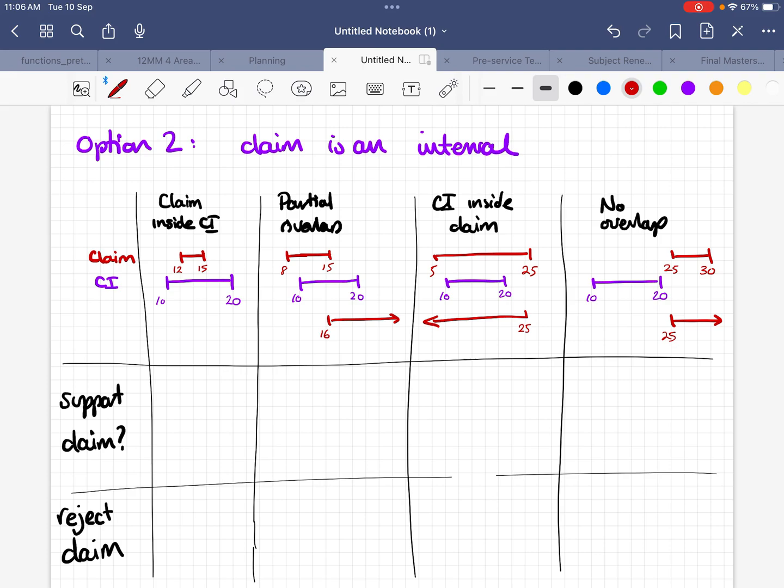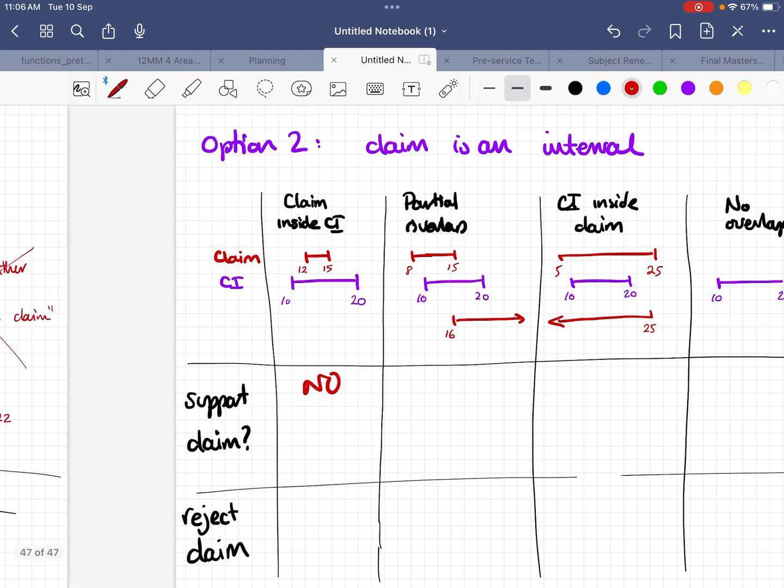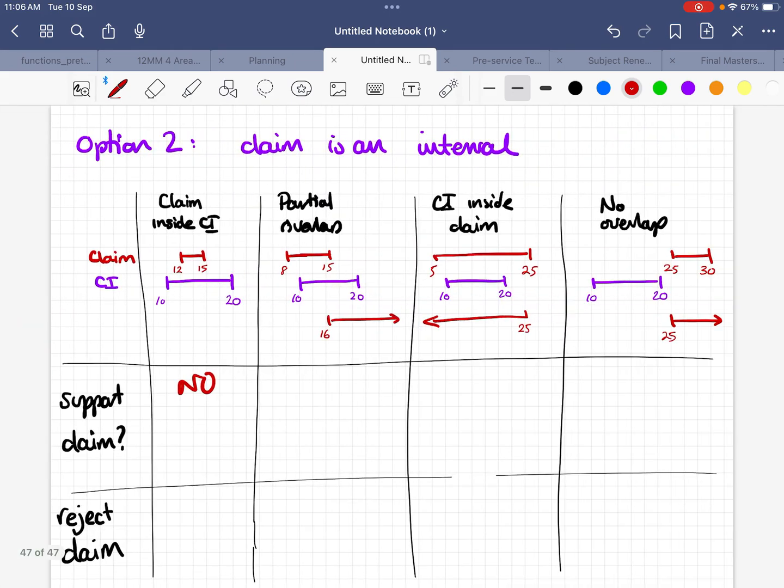Well, this is the same as that point situation. It could be between 12 and 15, but maybe it's 16. That's supported by the confidence interval, but is not in the claim. So we cannot support a claim when the claim lies entirely inside the confidence interval. And it's the same reason we had over here. There are other values inside our confidence interval.